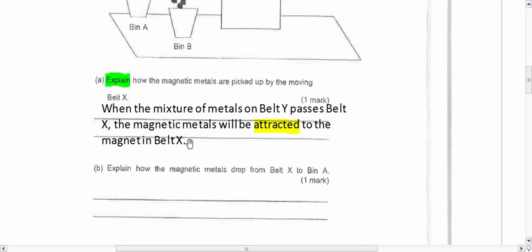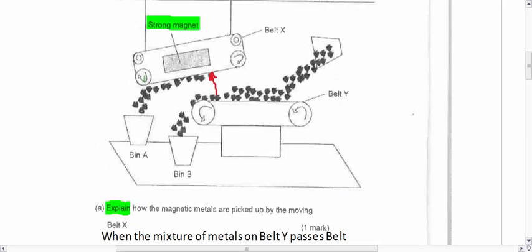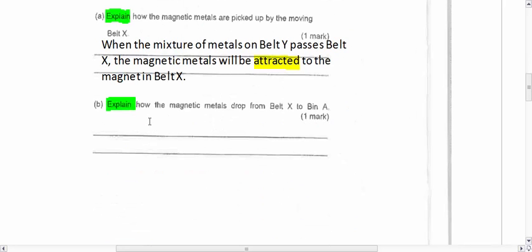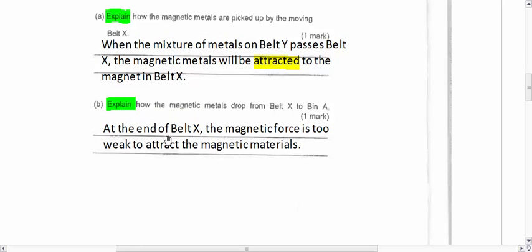Now the next part is to explain how the magnetic metals drop from X to bin A. Like I said, when they move here, the magnetic force gets weaker, or it's not strong enough to attract the magnetic materials. So your answer should look something like this: at the end of belt X, the magnetic force is too weak to attract the magnetic materials.